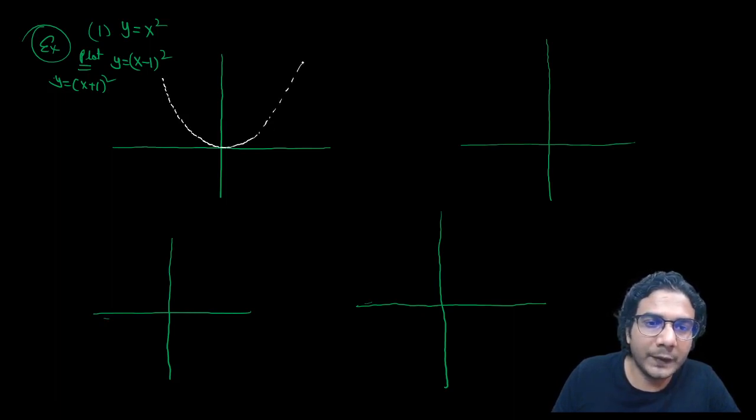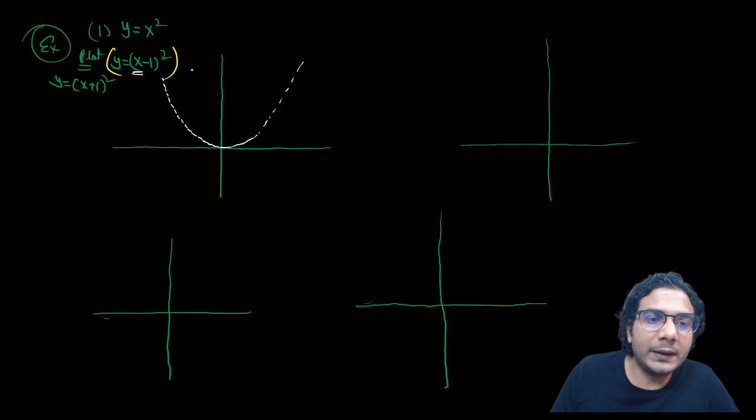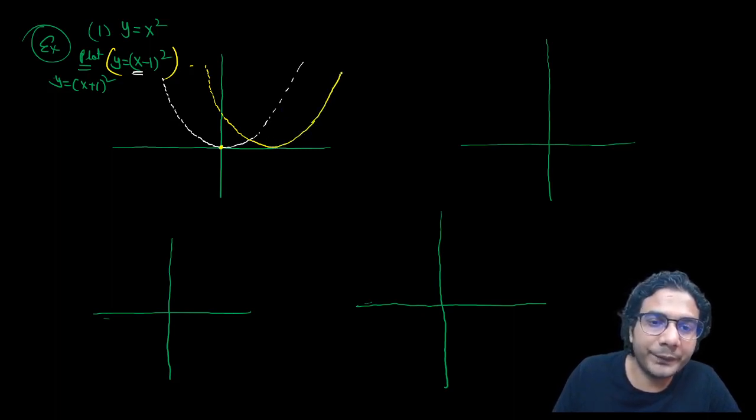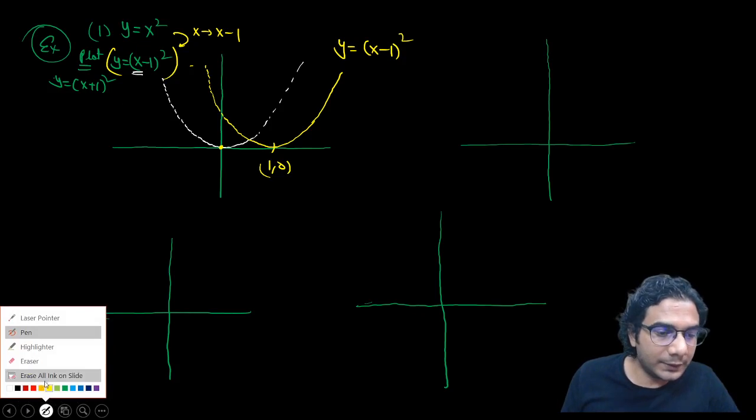Now the second one, let's plot y is equal to x minus 1 whole square. When you do x minus 1, this graph, this yellow one, will shift by 1 unit. The vertex will shift. The point which was touching the x-axis at the origin will now touch the x-axis at 1, 0. So that point is 1, 0. This is the graph of y is equal to x minus 1 whole square. So you have replaced x by x minus 1. Got it? Now let's plot the other one.